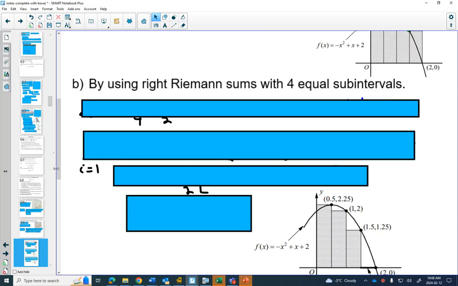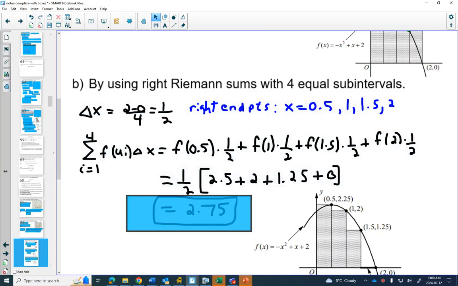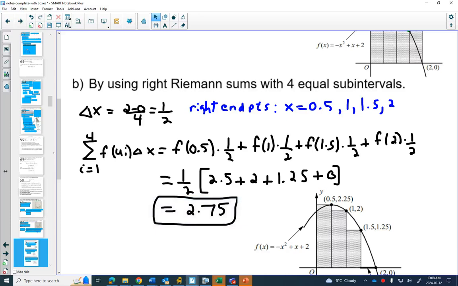Here's the right one. Again, I'll give you some time. Now we're using the right endpoints. Looking at the diagram, it looks like an underestimate at 2.75. But by doing the left and the right and looking at the diagram, I feel confident it's somewhere between the 3.75 and the 2.75.